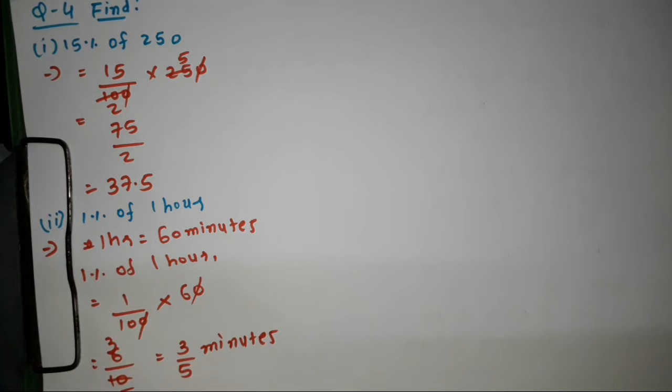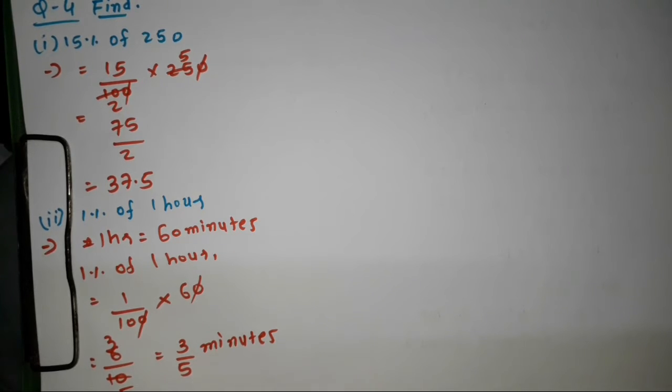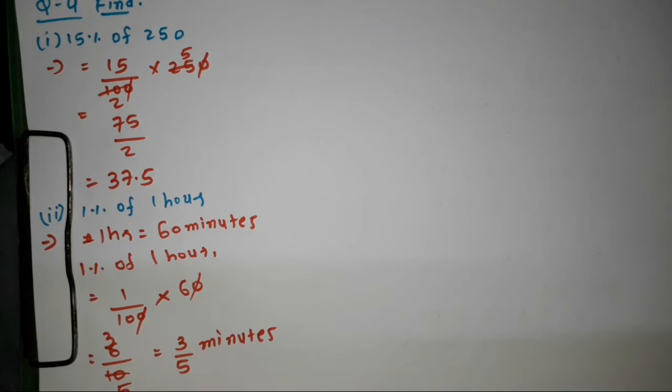So in 3 upon 5 minutes, how many seconds are there? For that, what will we do? We will multiply these minutes with 60 seconds, so that whatever the answer is will be in seconds. We all know 12 fives are 60. So 12 into 3 we will get 36, but it is 36 seconds.